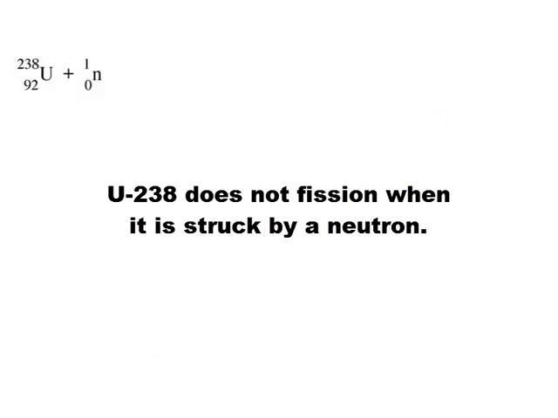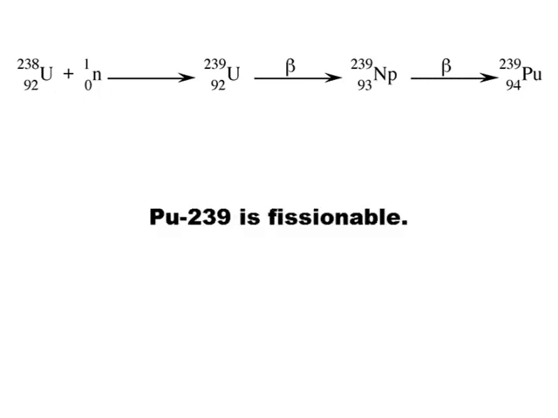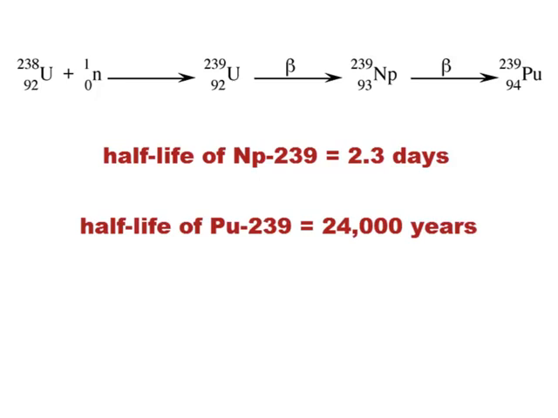When a neutron is absorbed by a U-238 nucleus, no fission results. The nucleus that is created, U-239, emits a beta particle instead and becomes an isotope of the element neptunium. This isotope, Neptunium-239, soon emits a beta particle and becomes an isotope of plutonium. This isotope, Pu-239, like U-235, will undergo fission when it captures a neutron. The half-life of Neptunium-239 is only 2.3 days, while the half-life of Plutonium-239 is about 24,000 years.